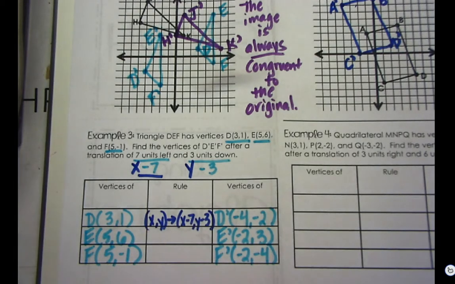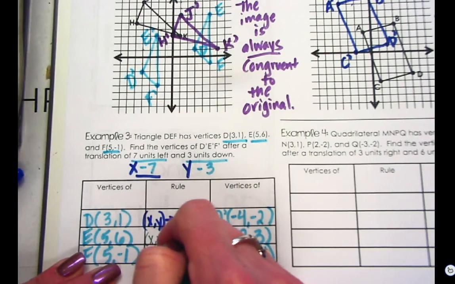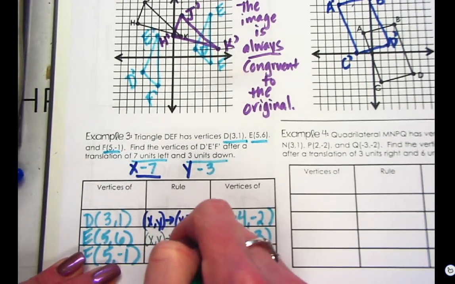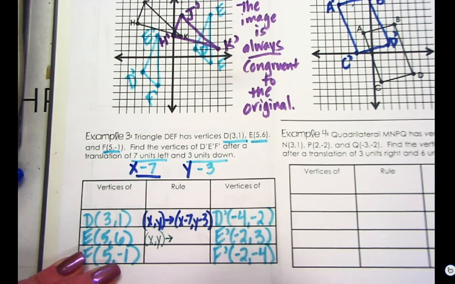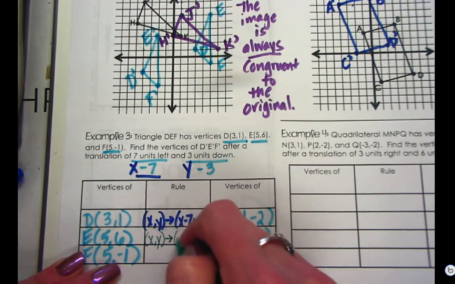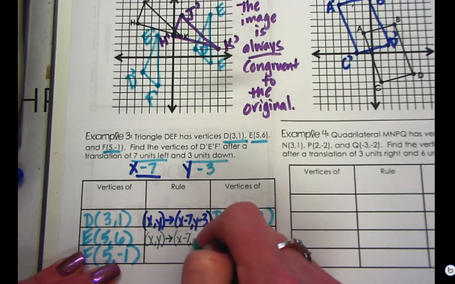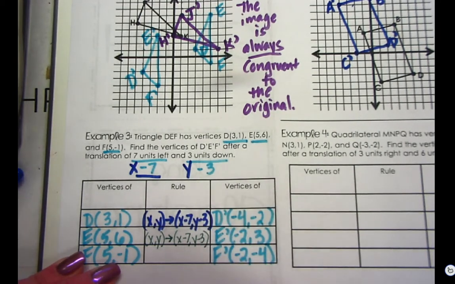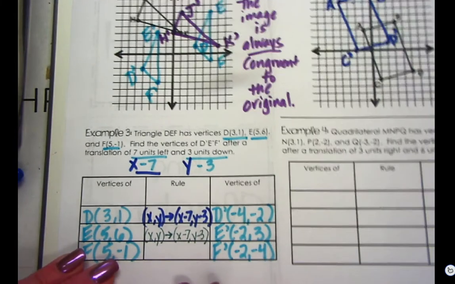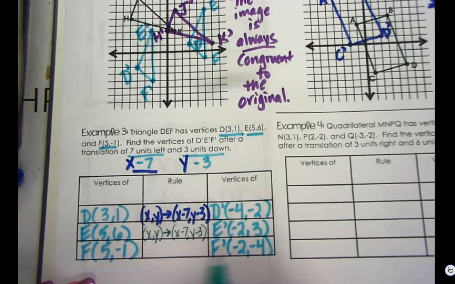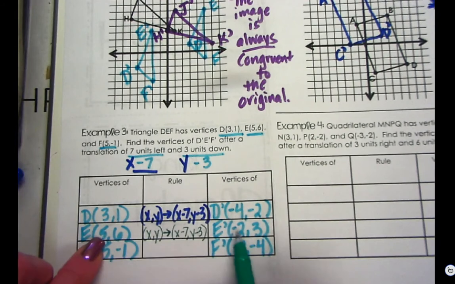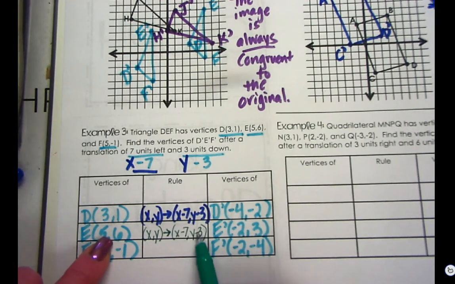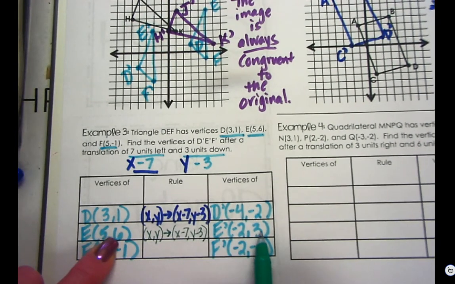Your rule is going to be the same for all of these, so let's just practice writing it. So it's x comma y. This arrow means you're changing it. It's changing by taking 7 away from the x and 3 away from the y. Same thing with the last one, same rule. And look at it, 5 minus 7 is negative 2. 6 minus 3 is positive 3.